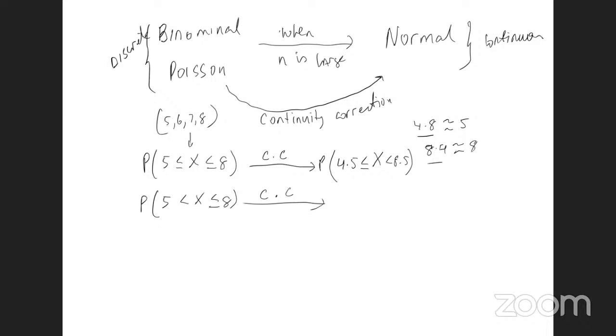Right here, because 5 is not included and you have 6, 7, 8, it will be the probability from 5.5 all the way until 8.5. Okay? So that's the way you work out continuity correction.